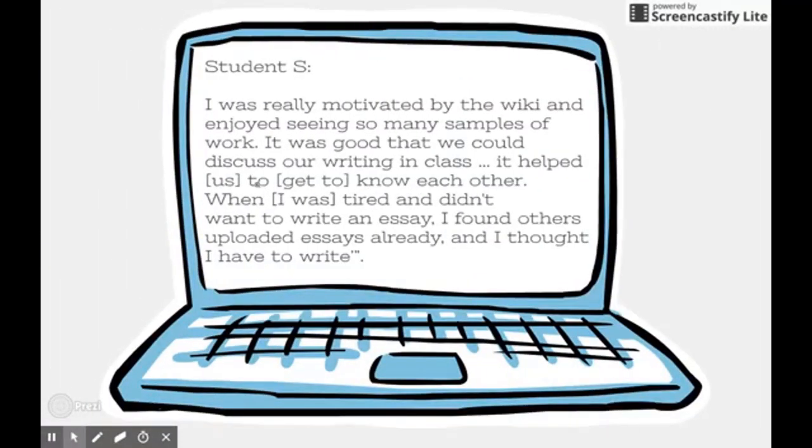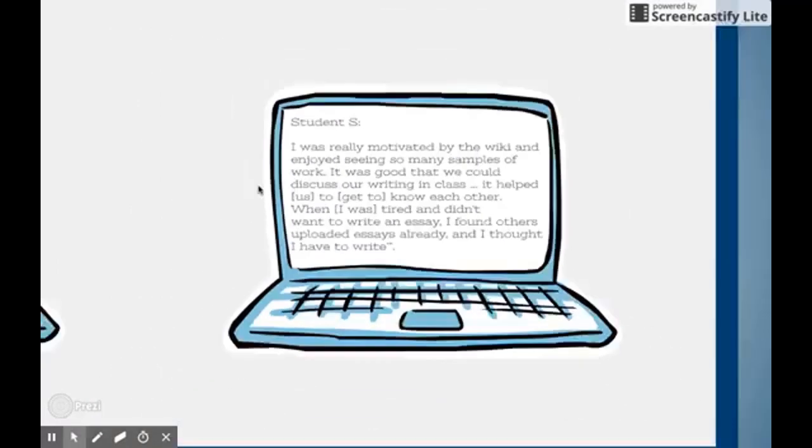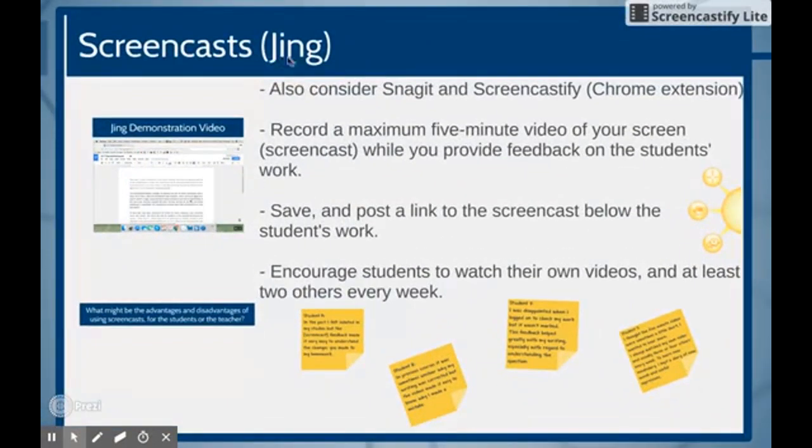Now moving on to the Screencast software. Now I use Jing, which is characterized by this sun in the corner of the screen. But Snagit and Screencastify, which is actually what I'm using right now, which is a Chrome extension, also work well, I think. Now with Jing, you have a maximum of 5 minutes. Screencastify gives you 10. And it basically allows you to talk through your feedback on your students' work in any way that you wish. I used different varieties.